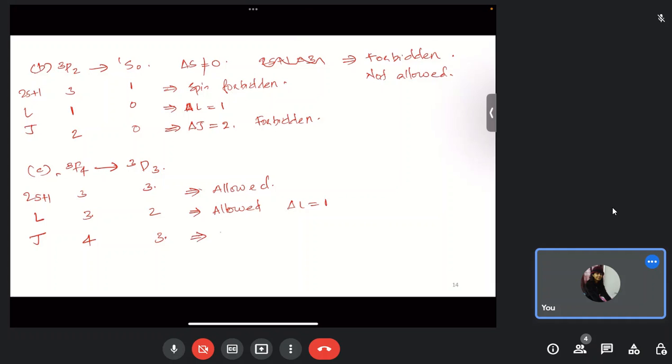So your delta J is equal to 1. So this is also allowed in terms of the total angular momentum rules. So overall this transition is allowed.